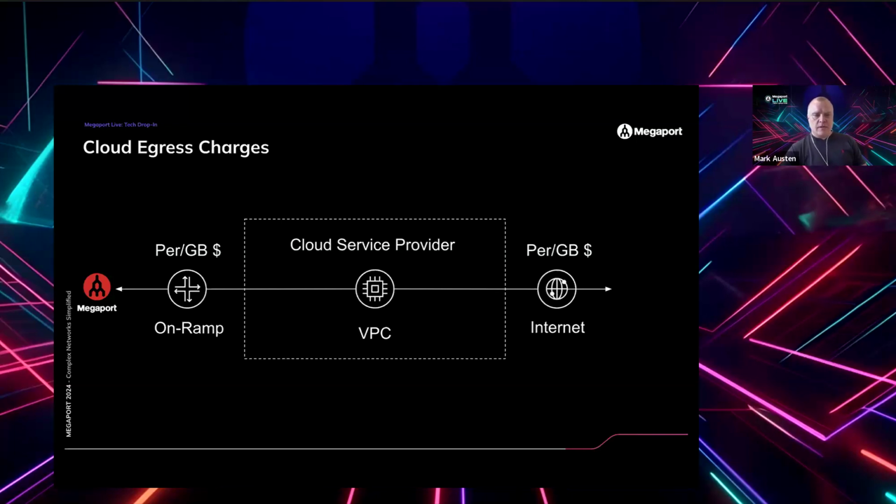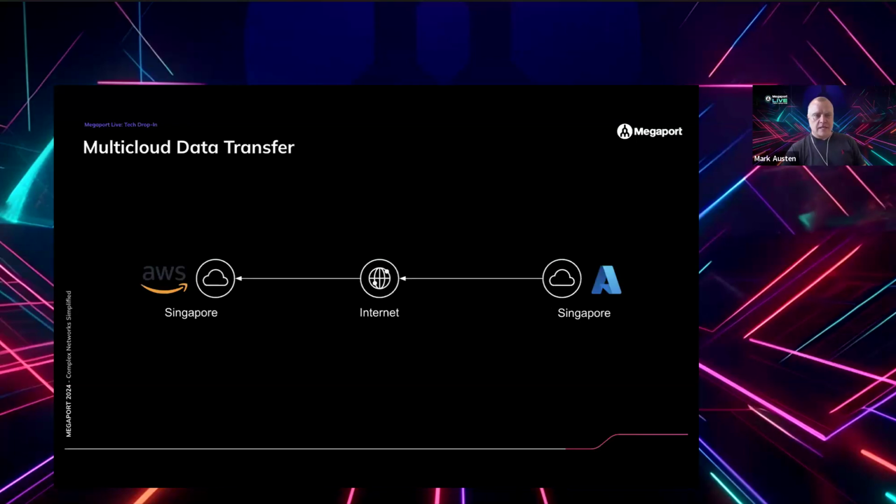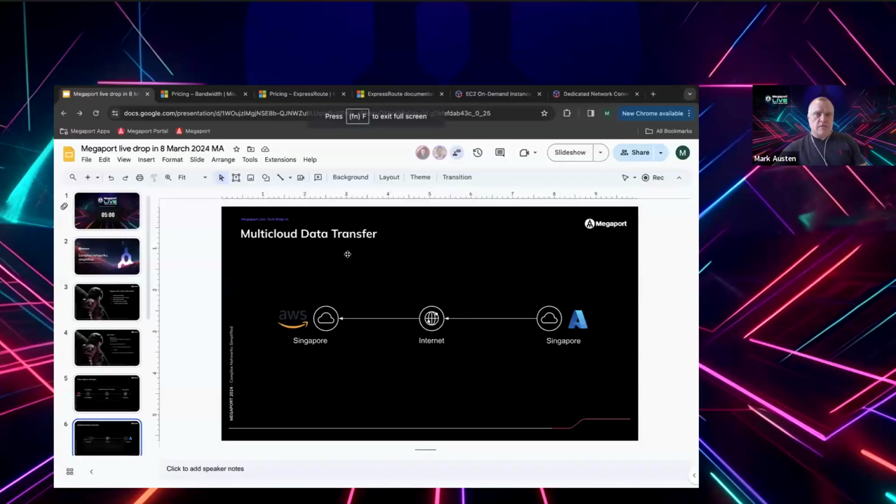So a little bit about how to calculate these charges. Looking at this example here, just internet. We just want to move data from Azure in Singapore to AWS in Singapore using the internet. So how do we do that? What are the charges basically, if you want to work that out?